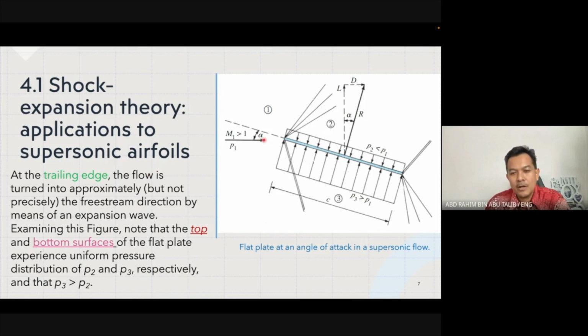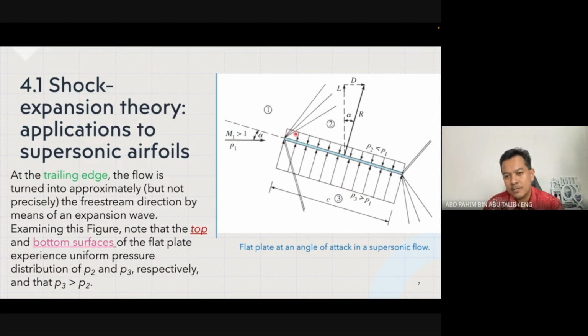And then following through at the trailing edge. So now we are looking at the flow going down here. It experienced the oblique shock wave where P3 is more than P1, and then reaching the trailing edge, the flow is turned into approximately but not precisely the free stream direction. Again, it tries to go into the direction of the free stream, right? And if we look at this figure, note that the top and bottom surface of the flat plate experience uniform pressure distribution of P2 and P3.